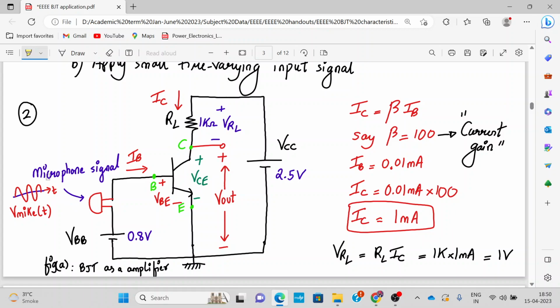Okay, so this is our microphone signal. The microphone signal is V mic of t, that is Vm sin omega t. Very small amplitude, maybe in the range of 10 millivolt, and a sinusoidal signal.